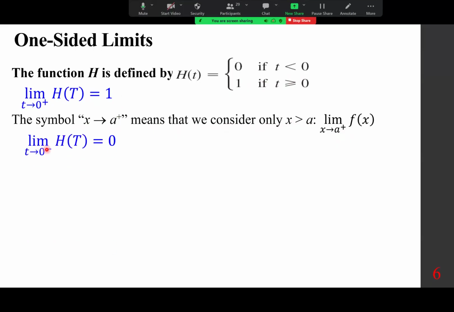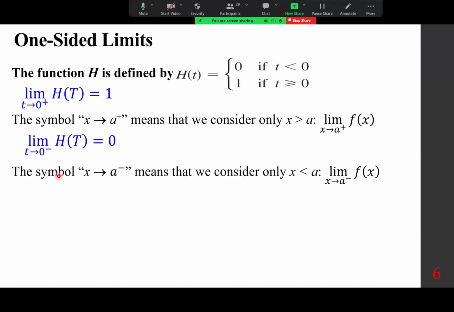On the other hand, the limit of h of t as t approaches 0 from the left equals 0. The symbol x approaches a from the left means that we consider only x less than a, limit of f of x, as x approaches a from the left. So you look at less than, gives you this branch, it's a constant 0, that's the answer.